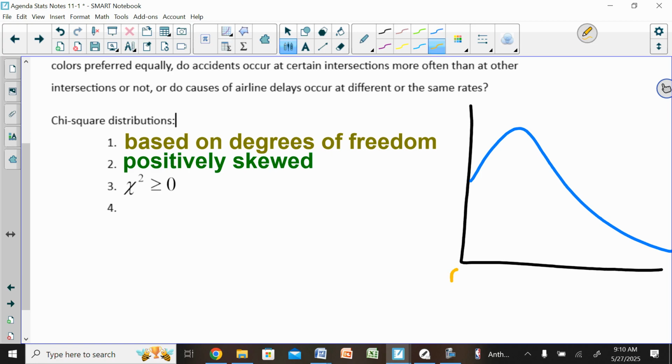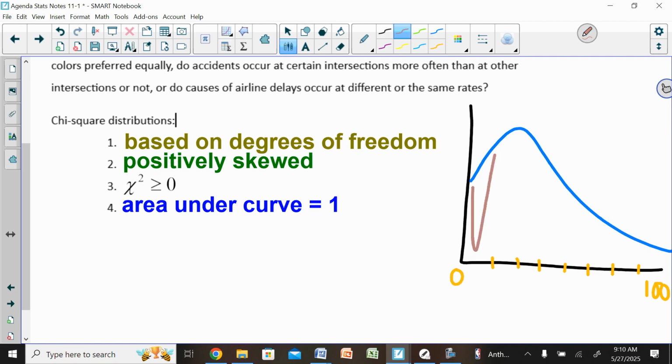So think about this chi-square distribution for you visual people as, say, a quadrant 1 of a coordinate plane. And last but not least, the area underneath the curve is equal to 1. So we just said that our chi-square values are always greater than or equal to 0, so starting at 0, but this shaded region is always going to equal 1. So that's a blast from the past. We talked about that back in section 7.4 and 8.5.